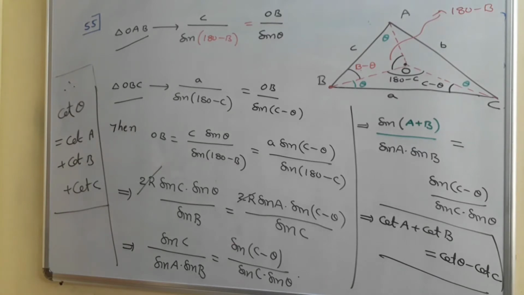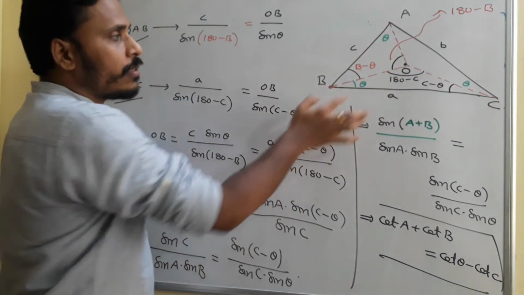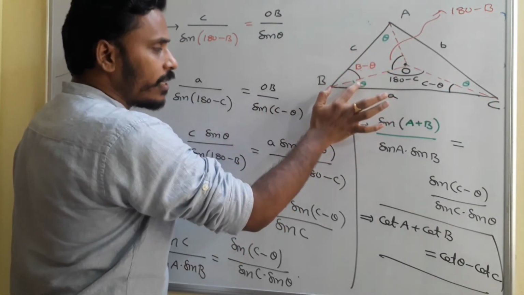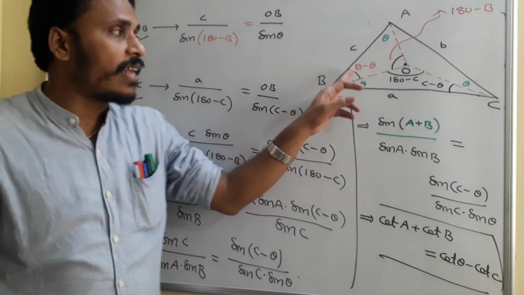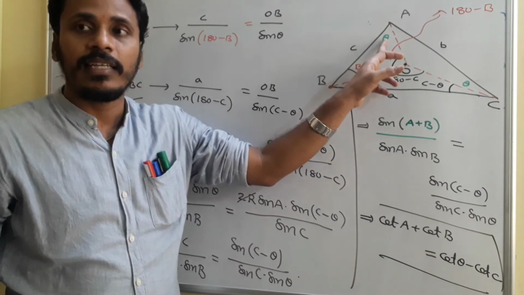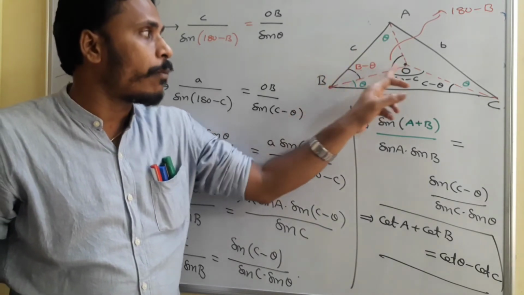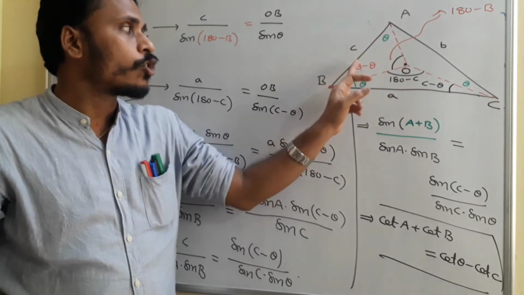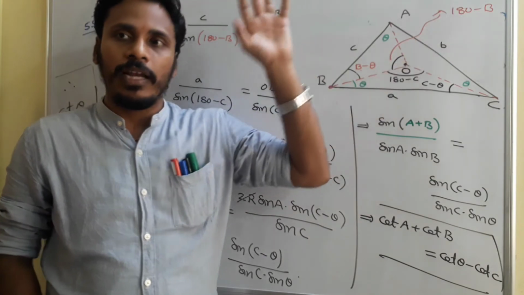Once again, if you wish, just observe the diagram. Actually this green color theta is given in the question. Since this total angle is b and theta is given, this angle will become b minus theta. And since this angle is b minus theta and this angle is theta, the sum of these two is b only, right? But the sum of angles of a triangle is 180, so since the sum of these two is b, automatically this angle will become 180 minus b.